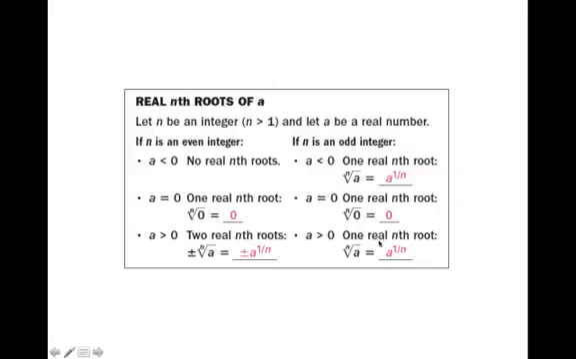Over here we've got information about odd roots, so like cube roots and fifth roots. If a is negative, that's fine. Just like you can take the cube root of a negative number, you can take the fifth root of a negative number. So the nth root of a is a to the 1 over n. Any root of 0 is 0. So even if it's odd, cube root of 0 is 0, fifth root of 0 is 0, and so on. And then for positive values of a, there's exactly one nth root whenever we are doing odd roots.